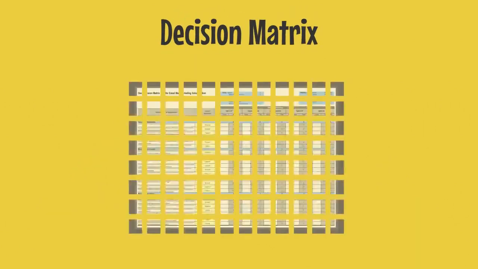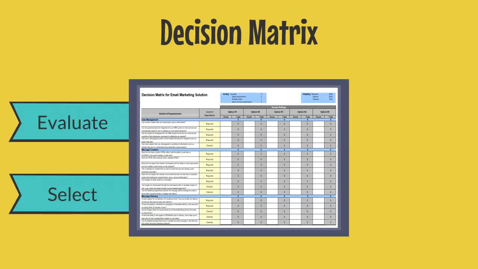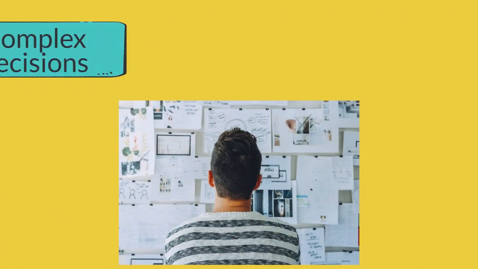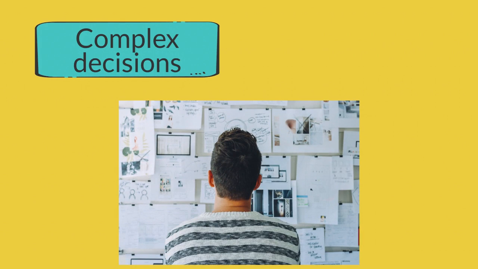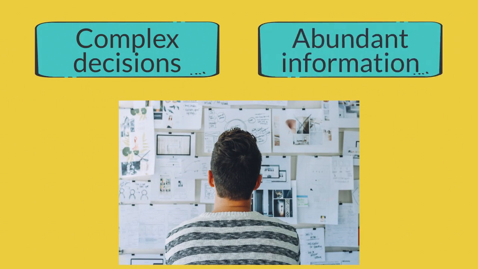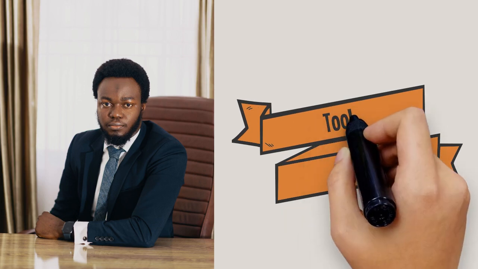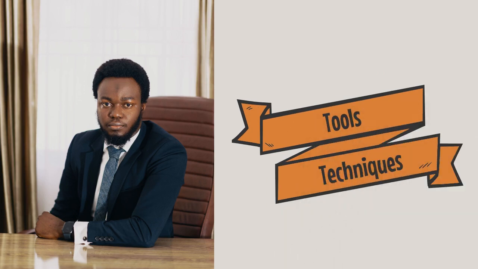A decision matrix is a tool to evaluate and select the best option between different choices with greater clarity and objectivity. Using a weighted decision model is helpful for complex decisions that involve the consideration of a large amount of information when deciding. As we can see, managers have numerous tools and techniques to increase the creativity of problem solving within an organization.